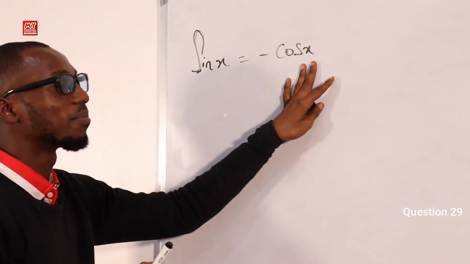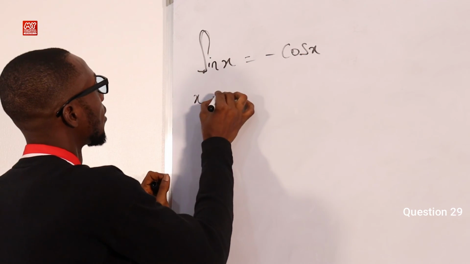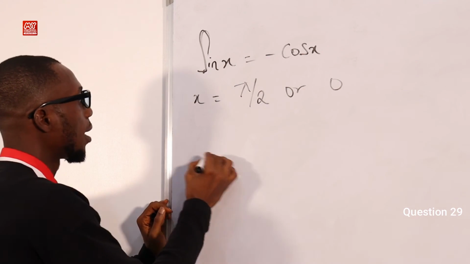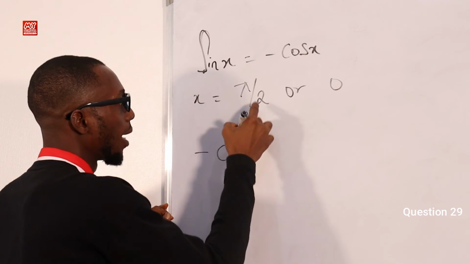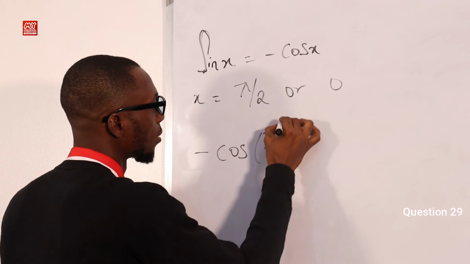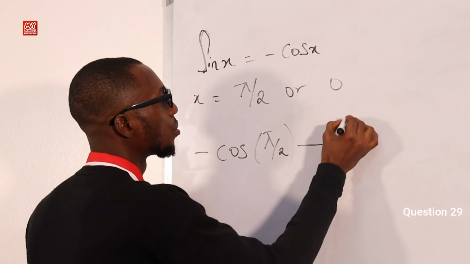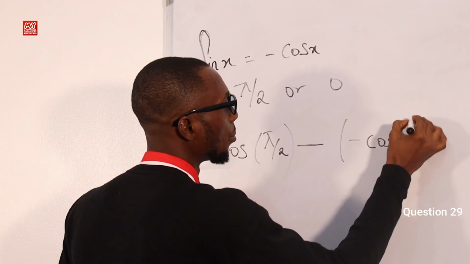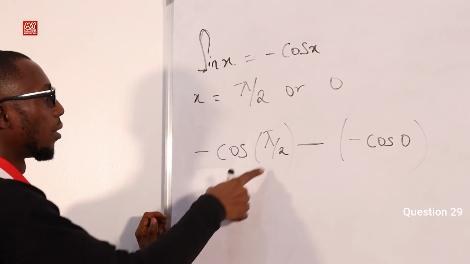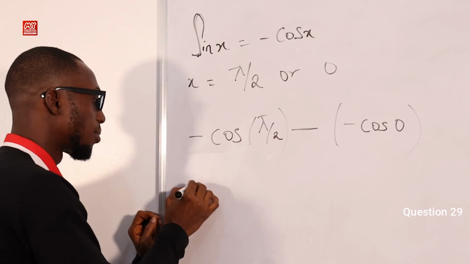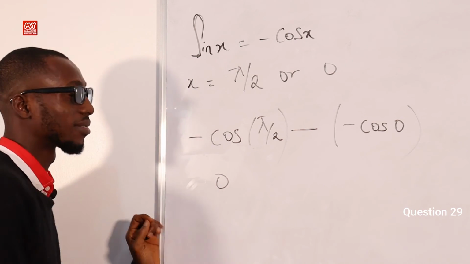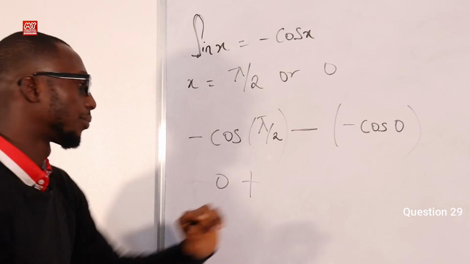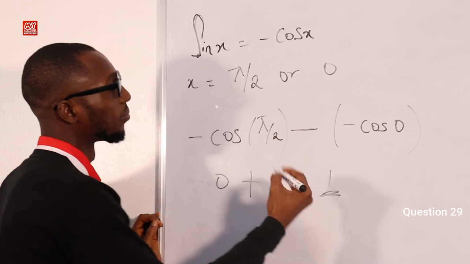So we have the integral of sin x equals minus cos x. We are given x from 0 to pi over 2. So all you have to do is to slot it in. That will be minus cos, where x is pi over 2, minus, into brackets, minus cos 0. Cos pi over 2 is 0, so that minus 0 is still 0. Let us bother about the minus sign. Minus times minus, we have plus. Cos 0 is 1. 0 plus 1, that's 1. So your answer is 1.